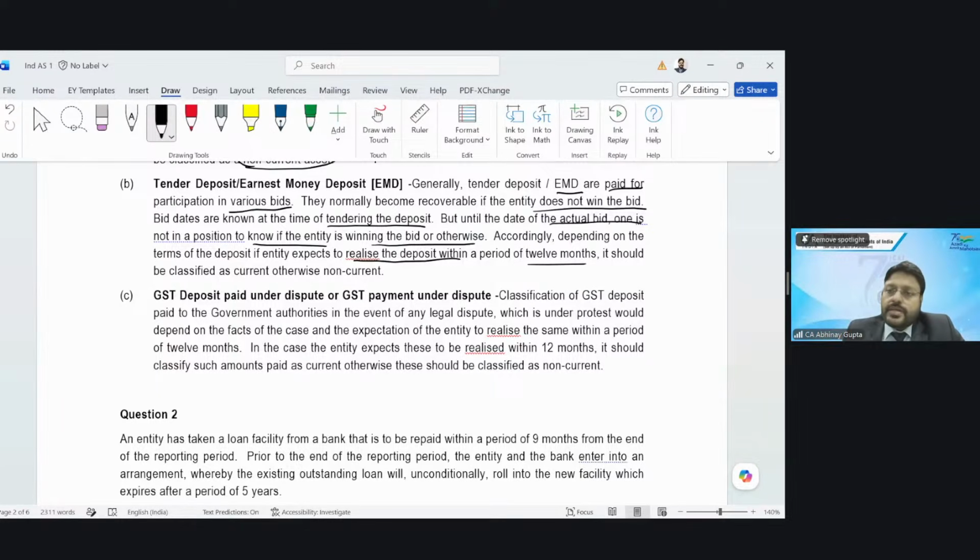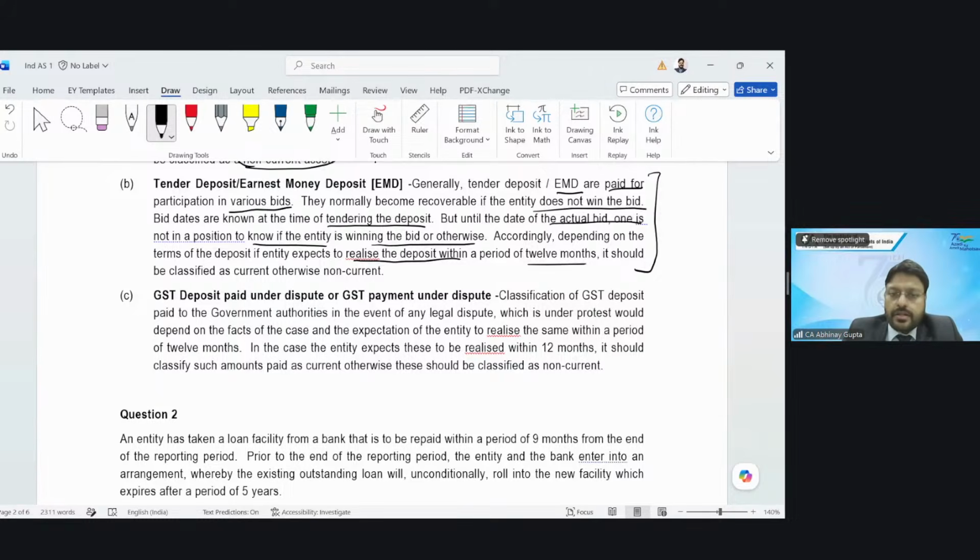On the basis of facts and circumstances, if the company believes that the bidding results will be announced, say within 9 or 10 months from the bidding date, and the chances are that we will not be winning, then probably we can continue with the current presentation. But if we do not believe that we wouldn't be winning, then we have to see what would be the real outcome, and on that basis we can classify. Until then we can go ahead and present it as non-current, right?